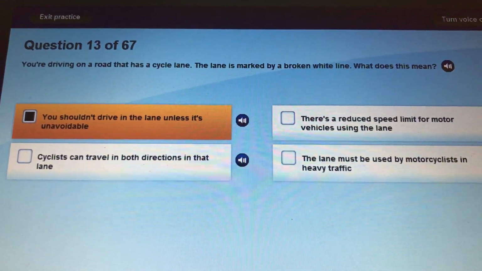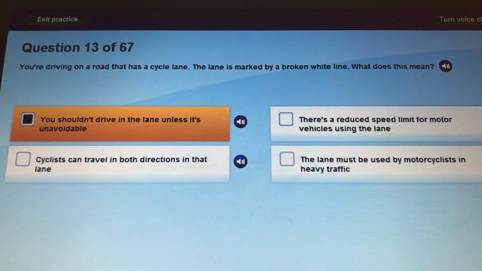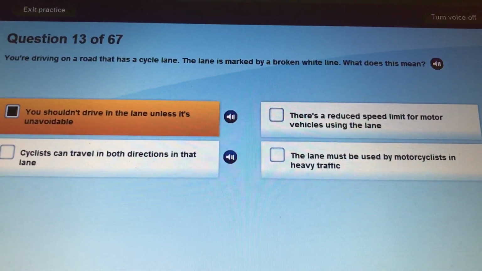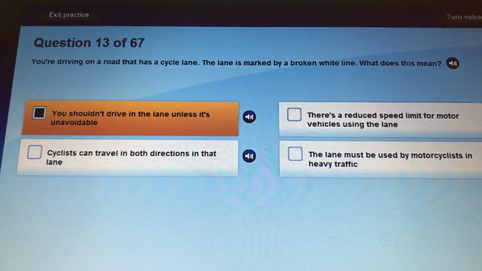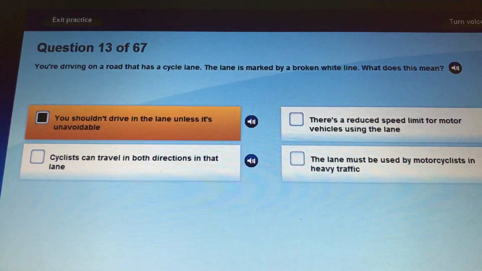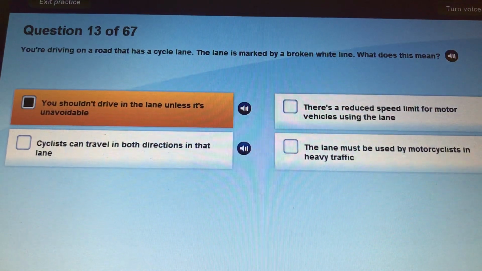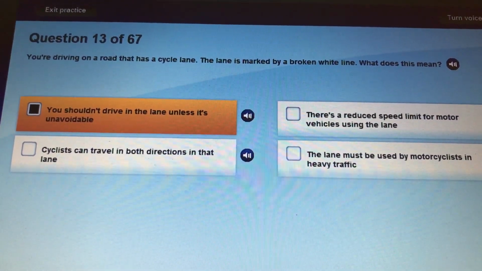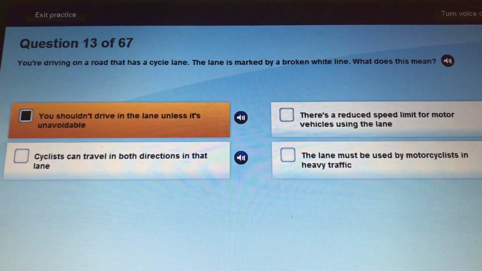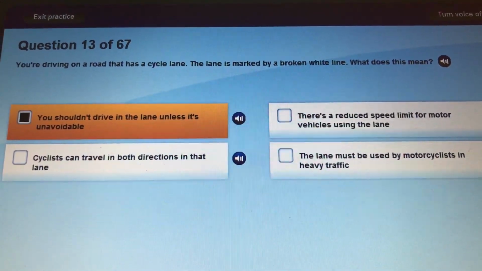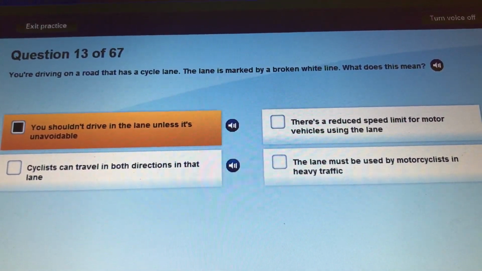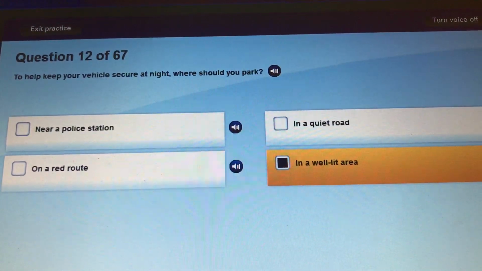You are driving on a road that has a cycle lane, and this cycle lane is marked by a broken white line. What does this mean? When the cycle lane is marked by a broken white line, you have some flexibility. You shouldn't drive in that cycle lane unless it's unavoidable.